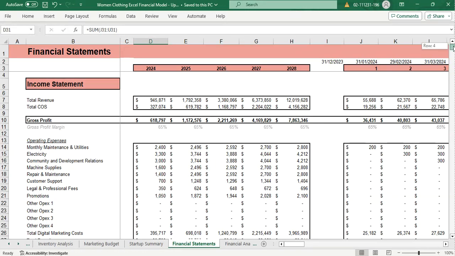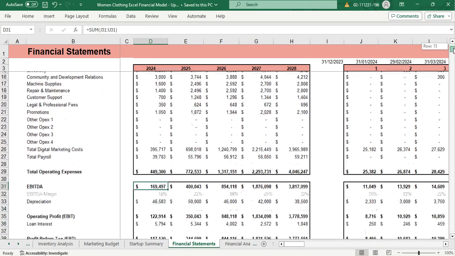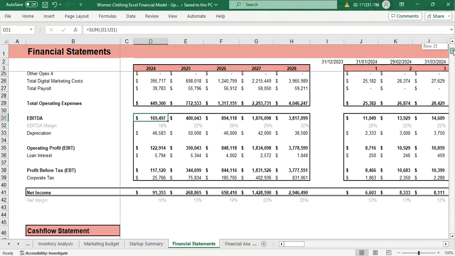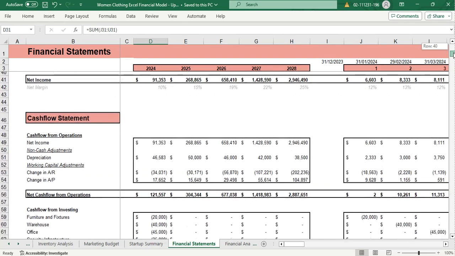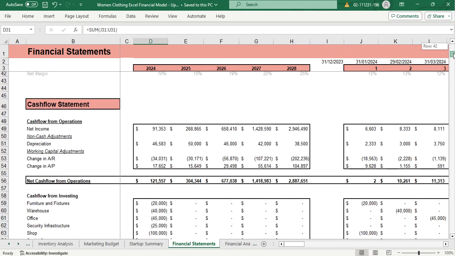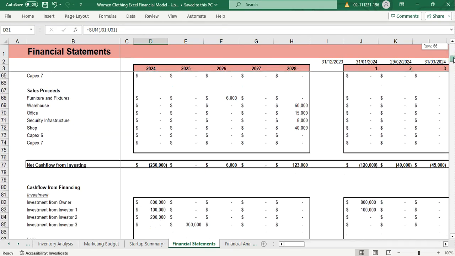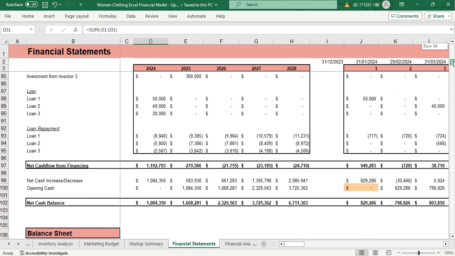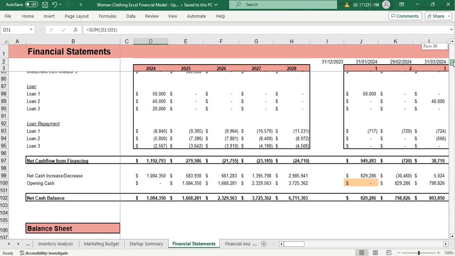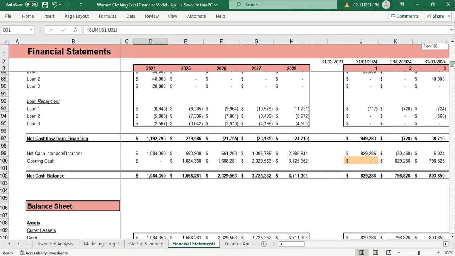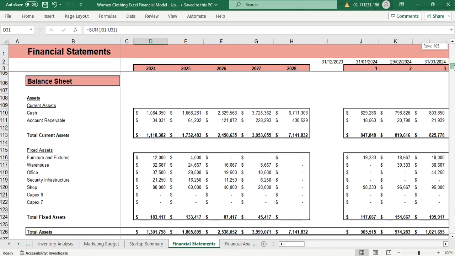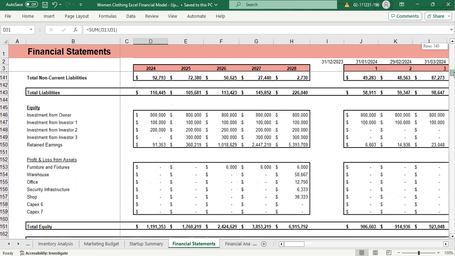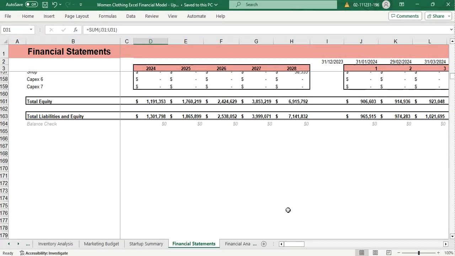Firstly, we have the income statement, which tells us the gross profit, the EBITDA, and the net income of our business. Then we have the cash flow statement, which tells us the net cash flow from operations, from investing activities, and from financing activities. Also, the net cash increase or decrease, and the opening cash. Then we have the balance sheet, which tells us the sum between total assets and total liabilities and equity.